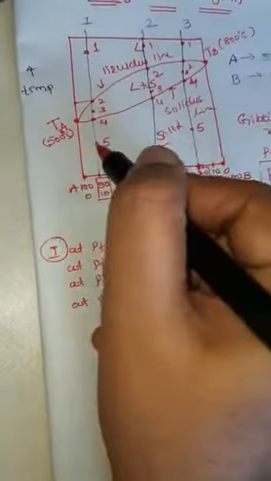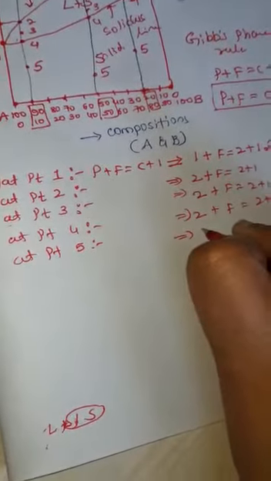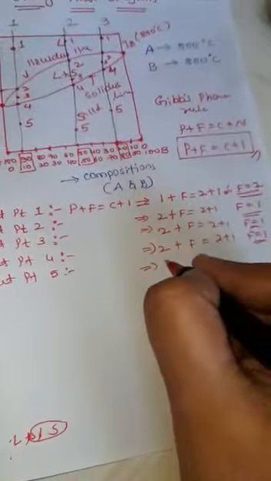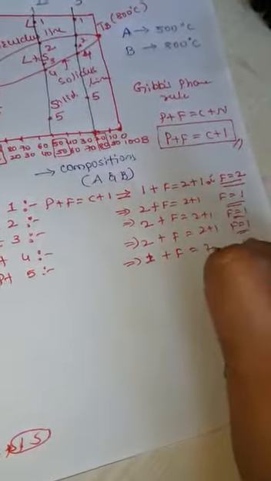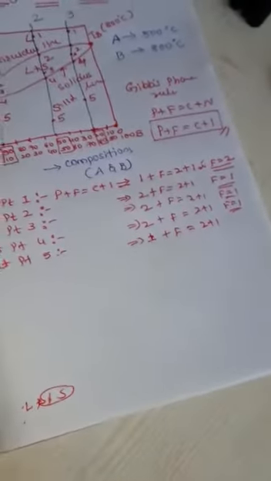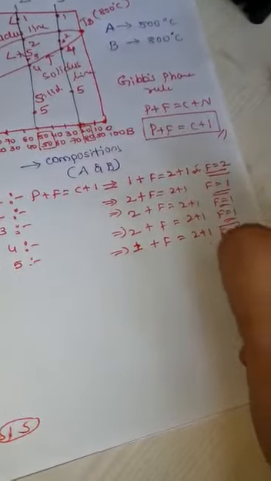But at point 5, only solid is present. P is equal to 1. P plus F is equal to 2 plus 1, then F is equal to 2.